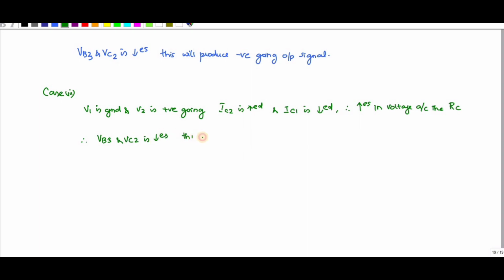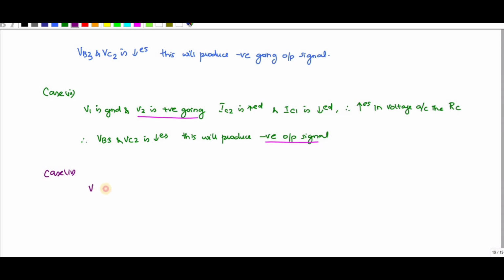This will produce a negative output signal, right? So if I give a positive signal at the V2, I will get a negative signal. Okay. So next one is case 4.